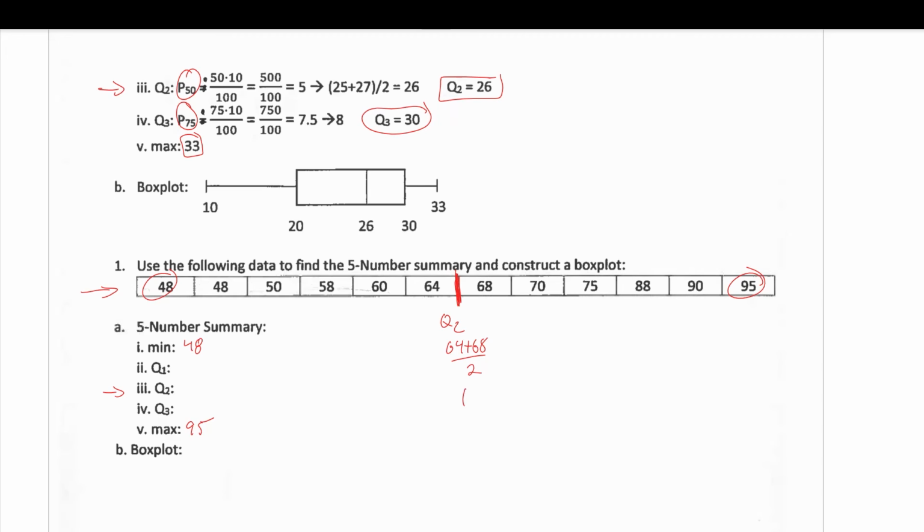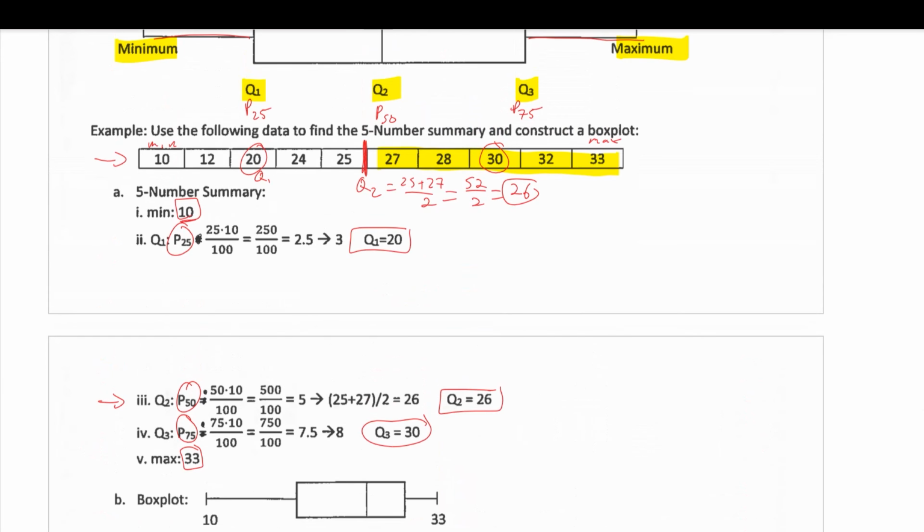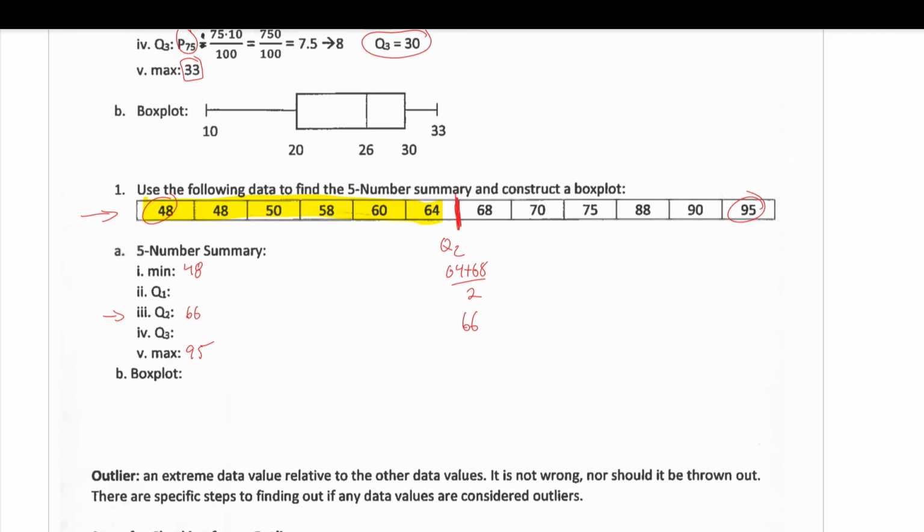And if you do that math, you get 66. So Q2 is 66. Okay. Q1 and Q3 are going to be done similarly. But Q1, again, you think of that as the median of the first half. Okay. There's 6 values there. So unlike the other problem where one of the values was the first quartile, in this case we have 6 values. So again, 6 divided by 2 is 3. So it's going to be between the 3rd and the 4th, right? That's going to be your Q1.